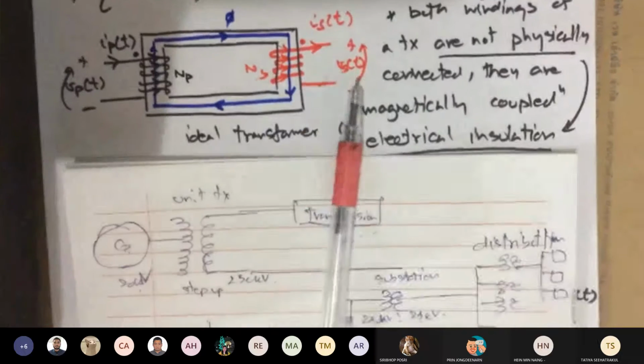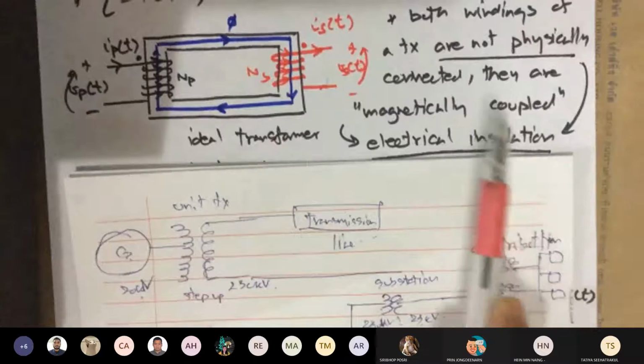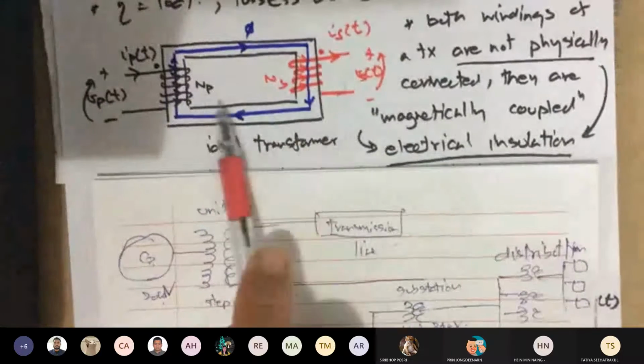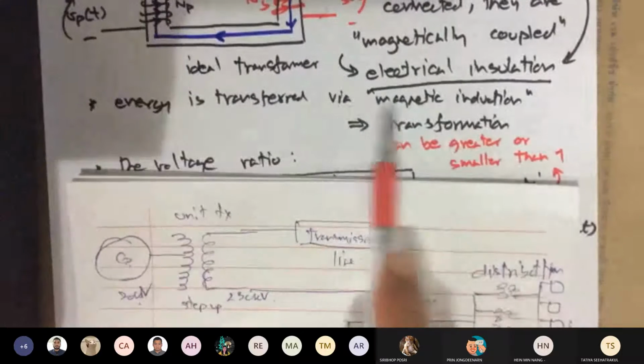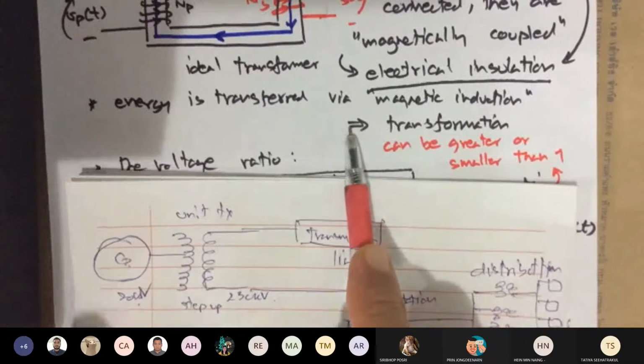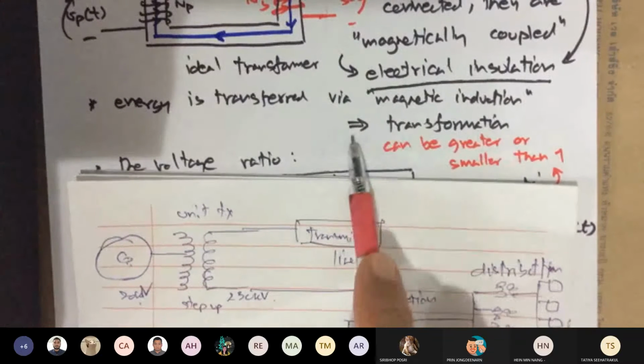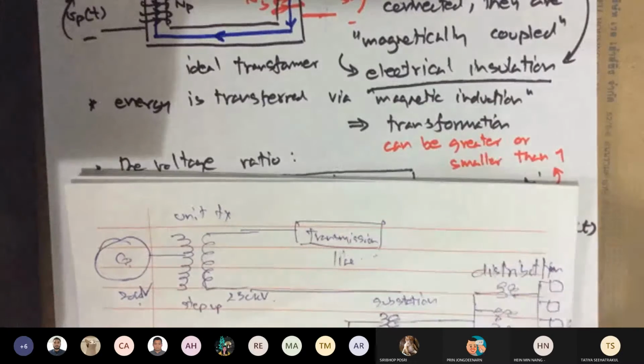So this is what's so good about electrical isolation, and the power is transferred using the magnetic field. So energy is transferred via magnetic induction. The appropriate term for this chapter is transformation.